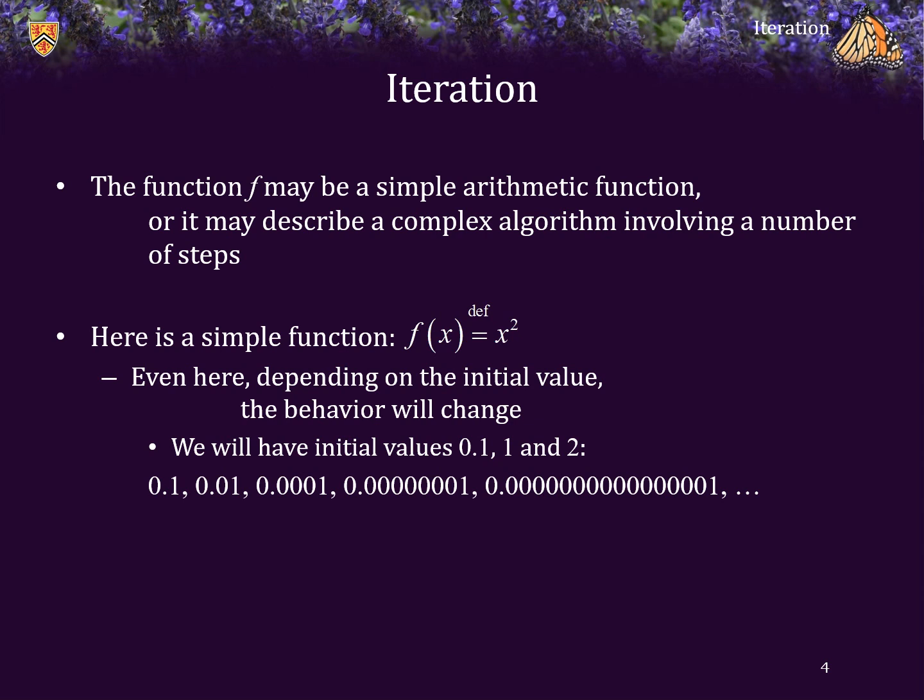If our initial value x naught is 1, well, 1 squared is 1. So here we have an infinite sequence that is unchanging. However, if we start with the initial value 2 and square that, we get 4. Squaring that gives 16, then 256, and so on, producing a sequence that goes to infinity. That is, it diverges.